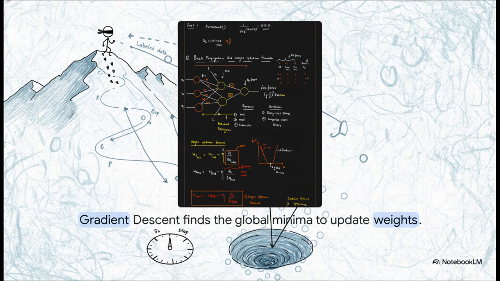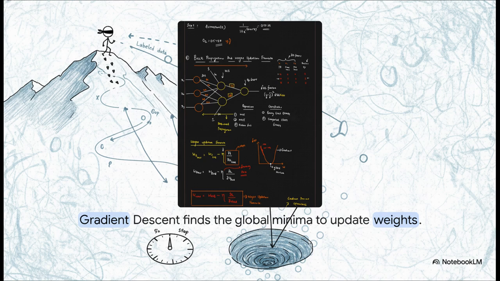Imagine you're blindfolded on a snowy mountain, and your goal is to reach the absolute bottom, the global minima, where the error is 0. You feel the slope of the ground with your feet, and you take a step downhill. That is exactly what the model is doing mathematically. The slope is the gradient of the error, and the labeled data from our answer key acts as the anchor, constantly guiding the model down the curve toward the lowest possible error.